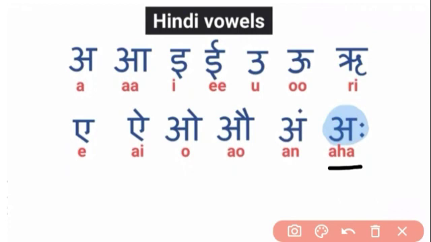Children, last letter Aga. So, you have to draw the first letter A. Finally, draw two dots on the right side.